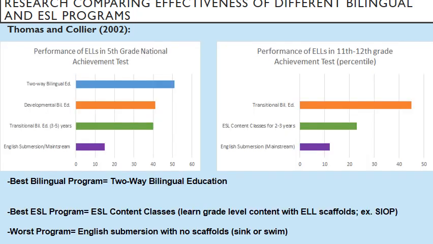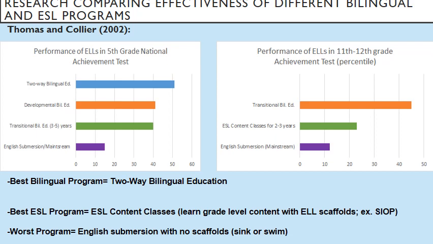If we look at the graphs, Thomas and Collier did 2 separate studies. In one school, they measured the performance of English language learners on a 5th grade national achievement test, and this test was in English. And if you look on the left side, students could have participated in 4 different types of programs at that school. They could have been in two-way bilingual education programs, developmental bilingual education programs, transitional bilingual education programs, and English immersion or mainstream programs, so all English ESL. As you can see, the best programs out of all of them were two-way bilingual education programs.